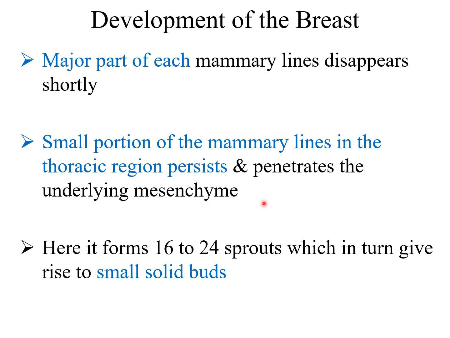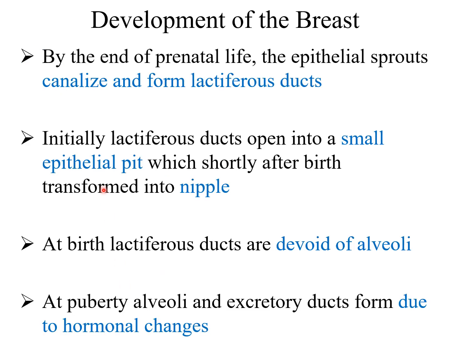As they penetrate the underlying mesenchyme, they become more proliferated and form 16 to 24 sprouts, which in turn give rise to small solid buds. These small solid buds start to penetrate inside the tissue. By the end of prenatal life, the epithelial sprouts canalize and form lactiferous ducts.